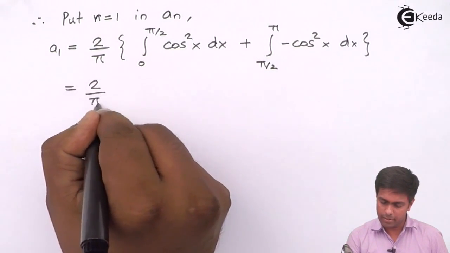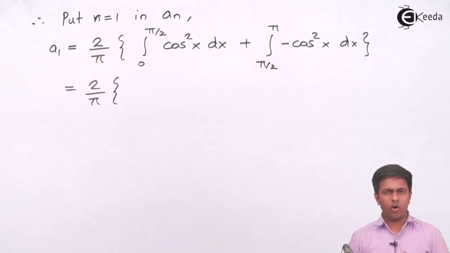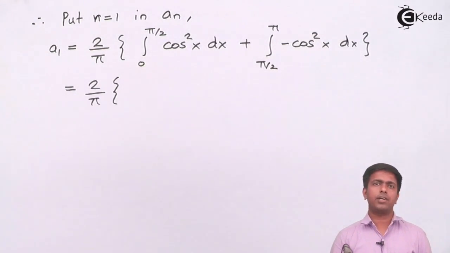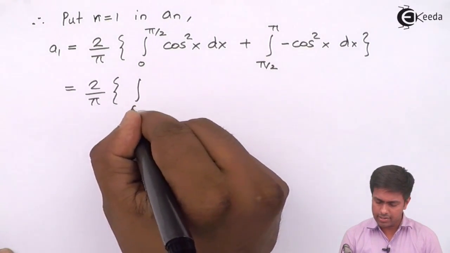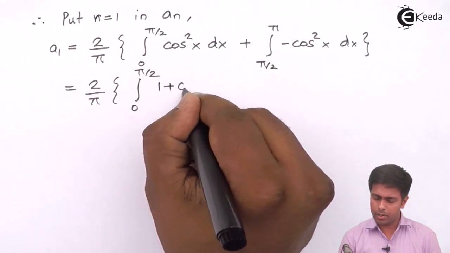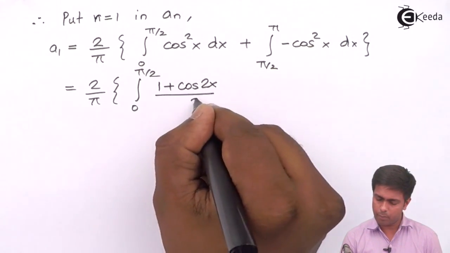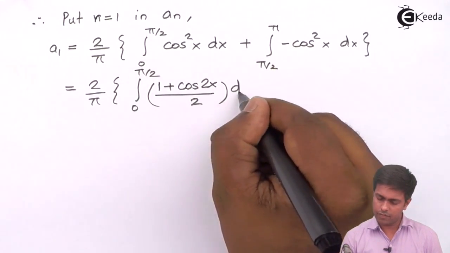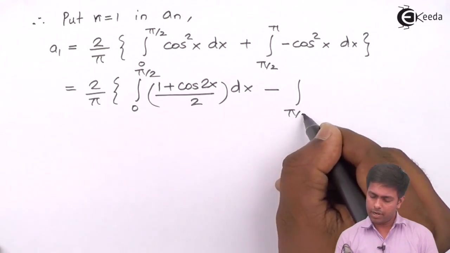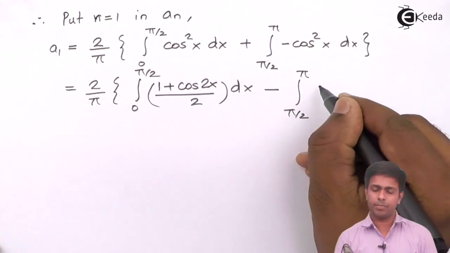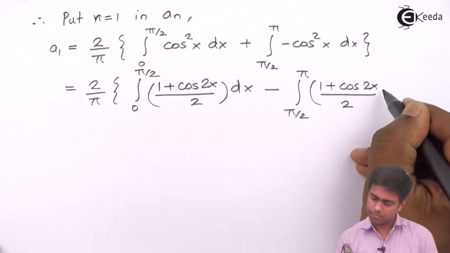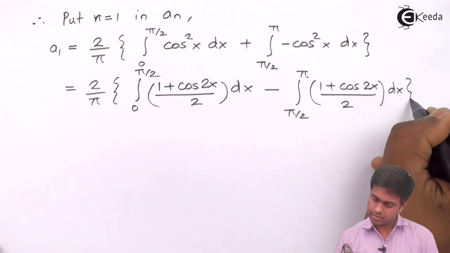So this is 2 by pi. Now we cannot get the value of cos square x directly, so we have to convert that using the formula of trigonometry. So guys, integration 0 to pi by 2 as it is. The formula for cos square x is (1 plus cos of 2x) upon 2, and from this term we can get the integration. Similarly, minus, pi by 2 to pi, we have again the same term, which is (1 plus cos of 2x) upon 2 into dx.